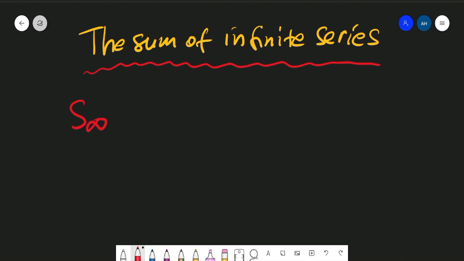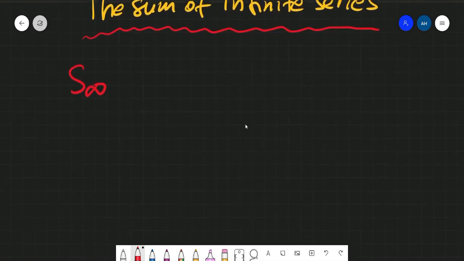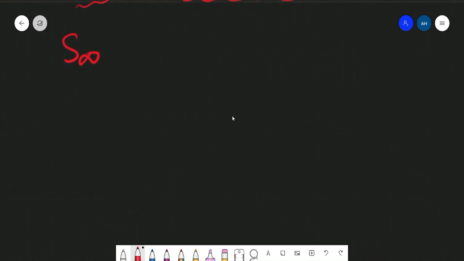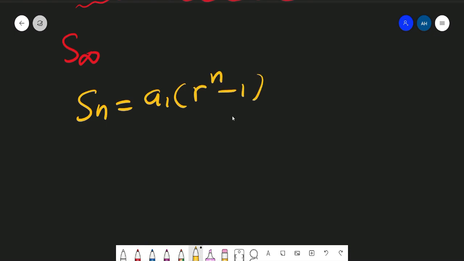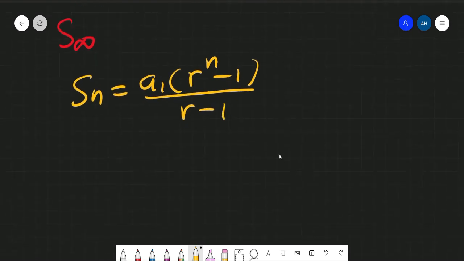Okay, but before we do that, let's refer back to our Sn. The first version of Sn is this. We still remember the formula: Sn equals a1 multiplied by r to the power n minus 1, divided by r minus 1, as long as r is not equal to 1, remember?